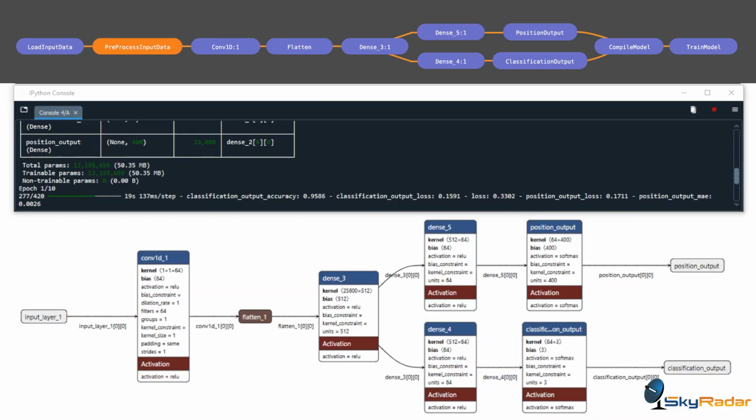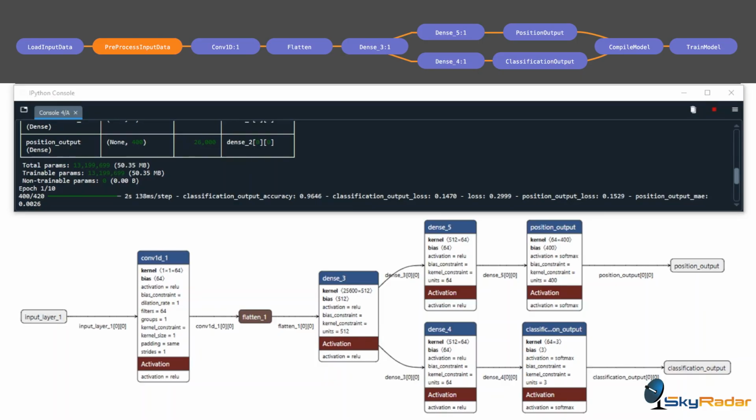Next, the data flows into the Pre-Process Input Data block, where significant pre-processing is performed. This step normalizes the IQ data generated by the radar simulator, ensuring that the input data is scaled appropriately for the model to process efficiently.